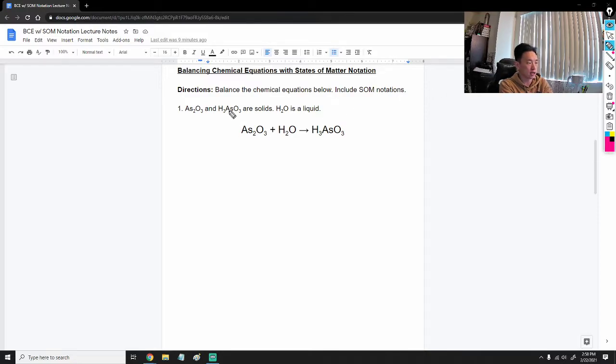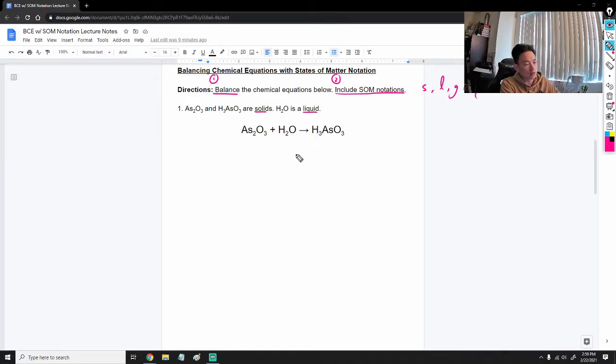So in today's assignment, you're going to have the same directions as this. You're going to balance the chemical equations, and you're going to include state of matter notation. So we said earlier that's going to be the solid, liquid, gas, or aqueous. So before we do the state of matter notations, let's balance it first. Here it tells you that As2O3 and H3AsO3 are solids. H2O is a liquid. But before we do the notations, let's just balance it first. So step 1, balance, and then we're going to write the state of matter notations.